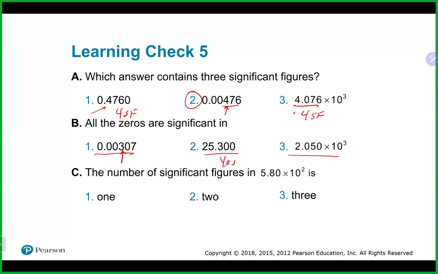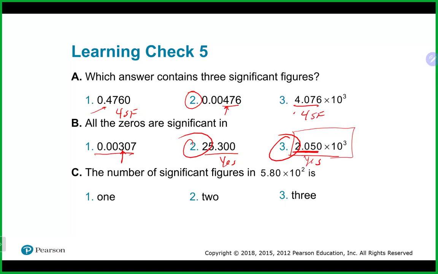That it is 2050, but it is currently written in what form? And when we have something written in scientific notation, where do we find our significant figures? Before the times 10 part, before we convert it into a regular number, right? So in this case, it actually has 4 significant figures, and all those zeros would actually be significant in this case.